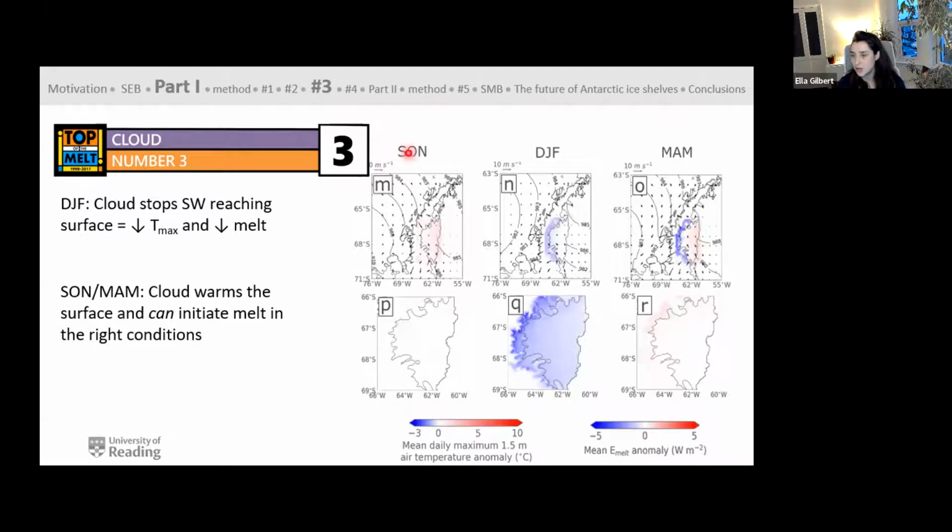Whereas in the shoulder seasons of spring and autumn, you see the opposite. So the cloud warms the surface and can initiate melting in the right conditions, but the right conditions is the operative word there, because it's not necessarily enough to trigger melting unless it's warm enough.